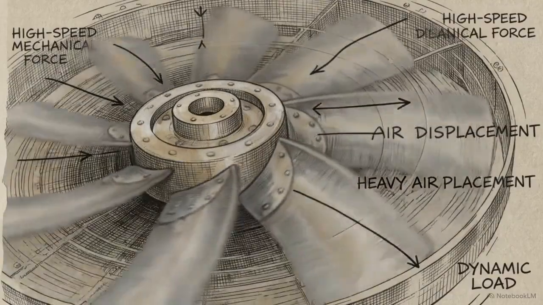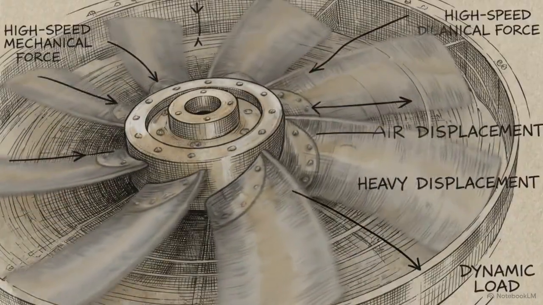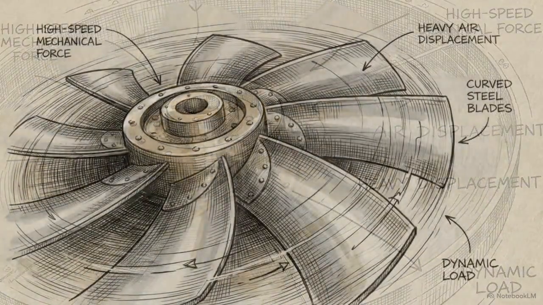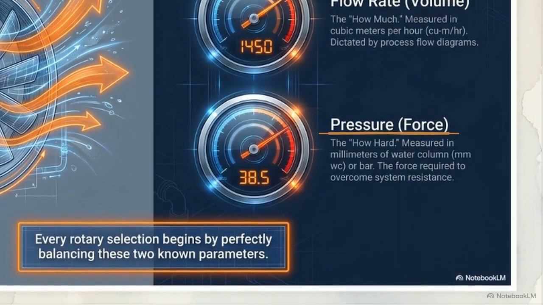Rotary equipment is where the plant gets its physical power. Think of massive industrial fans staying in constant motion to keep things moving. Selecting a fan requires two specific numbers. First is flow rate, shown on the top dial, representing the total volume of material moving every hour. Second is pressure, representing the amount of force required to shove that material through the plant's pipes.